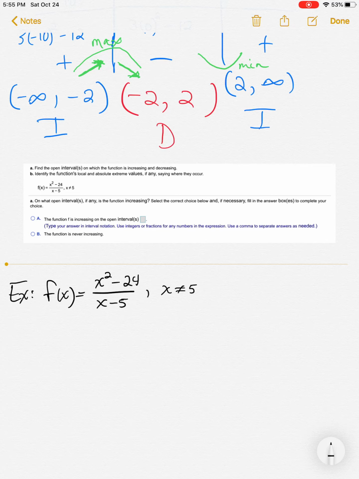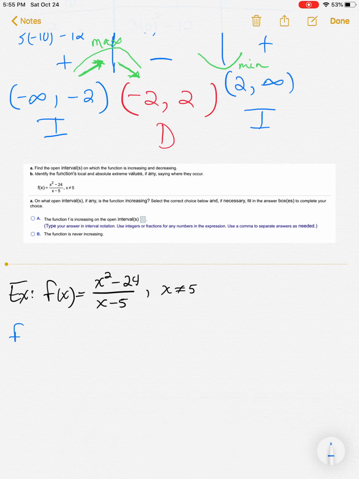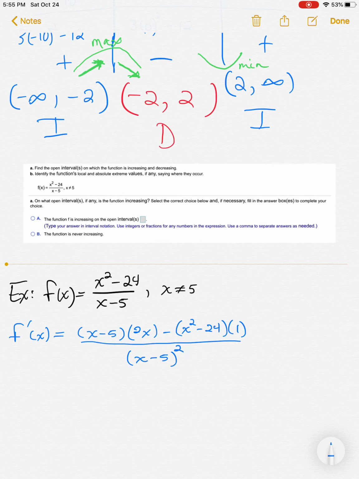All right. Part A wants us to find the intervals of increase and decrease. All right, so in order to find those intervals, we have to first find the critical values. Finding the critical values, we know we need the first derivative. So f prime of x, we'll use the quotient rule. Derivative of, you take the bottom times the derivative of the top, minus the top times the derivative of the bottom, all over the bottom squared.